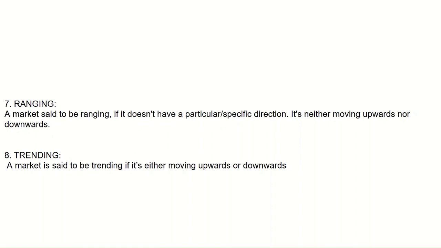Trending. A market is said to be trending if it is either moving upward or downward. This is like the opposite of ranging. If a market is not ranging, then it is trending. In this trending, that is where we have bullish or bearish. When the market is moving upward, it is bullish. When it is moving downward, it is bearish. So it means it is trending, either upward or downward. But when it is trending neither upward nor downward, then it is ranging. It means it doesn't have a particular direction. It is just moving sideways.